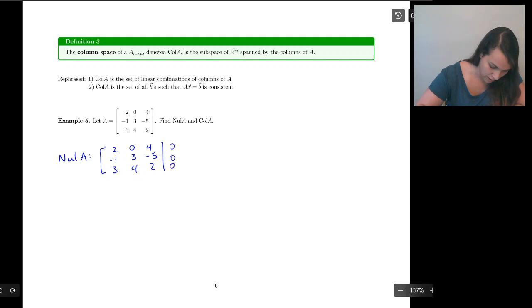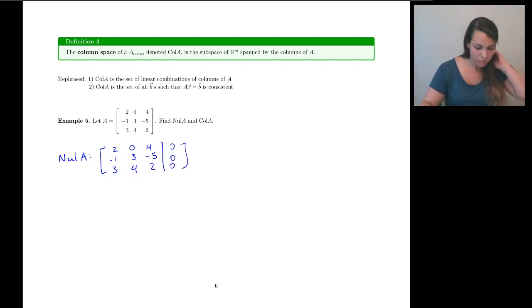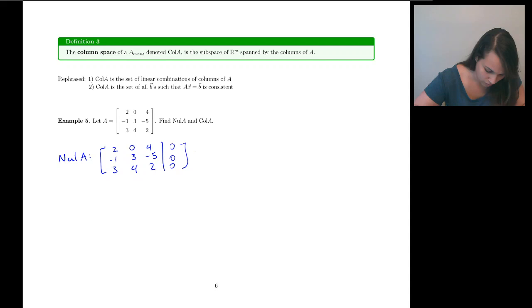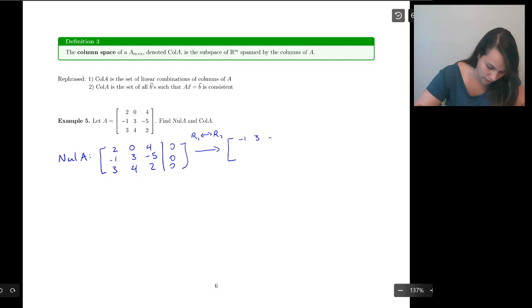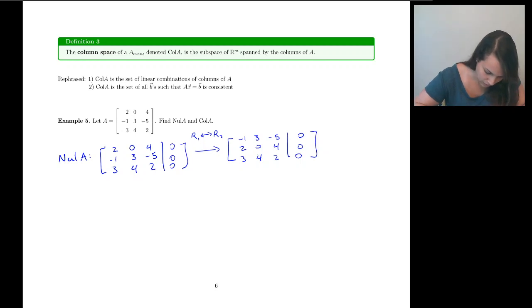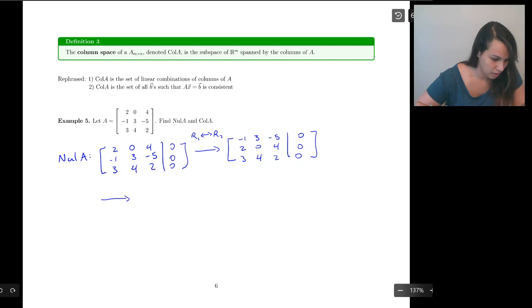We're solving the homogeneous system, so we put zeros on the right-hand side. I went ahead and switched the first 2 rows. We'll do R1 switched with R2 first. So -1, 3, -5, 2, 0, 4, 3, 4, 2. There we go. And then we're going to get rid of this guy. So that's going to be R2 plus 2R1.